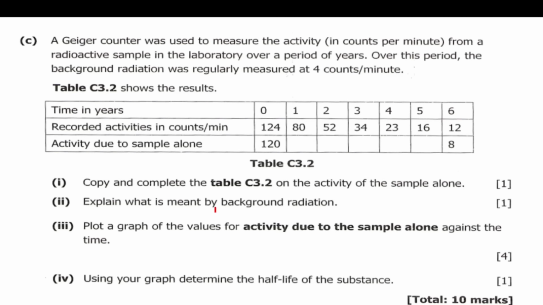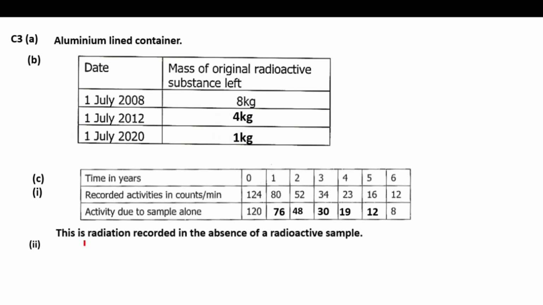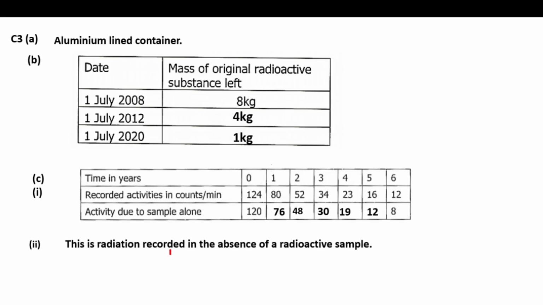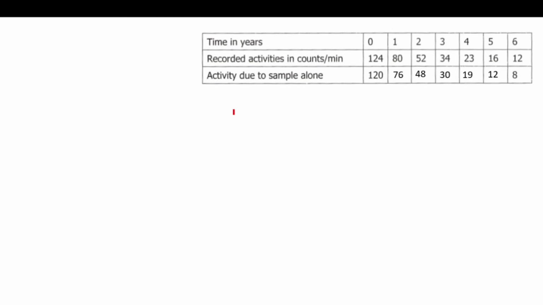Then explain what is meant by background radiation. So this is the radiation recorded in the absence of a radioactive sample. Then here they are saying plot a graph of the values for activity due to the sample alone against the time. So now we'll plot, these are our values, activity against time.